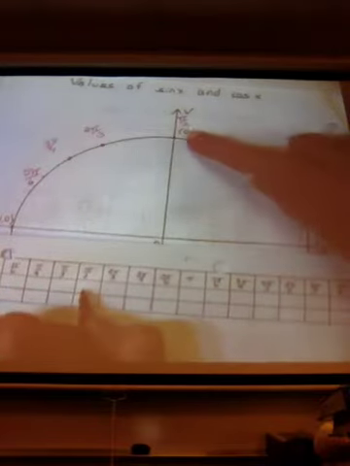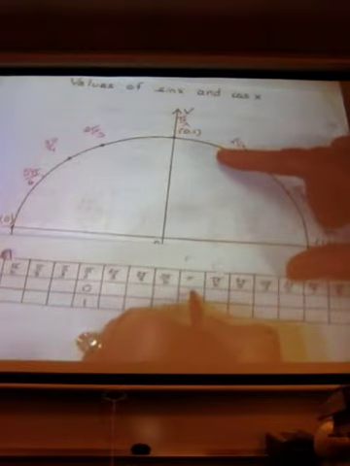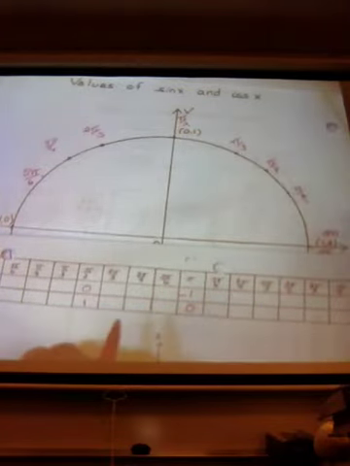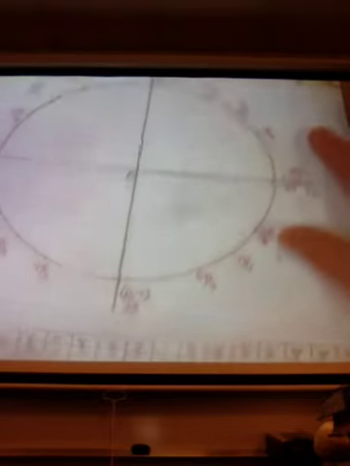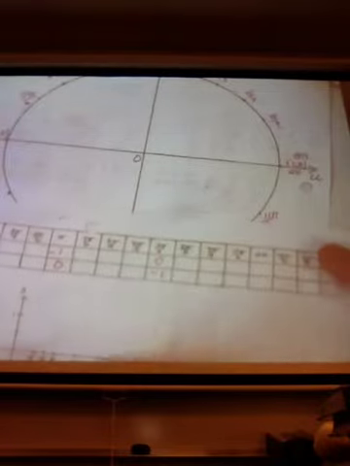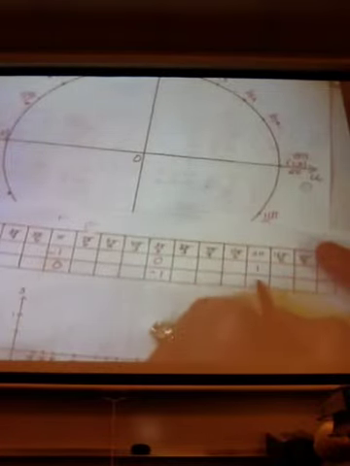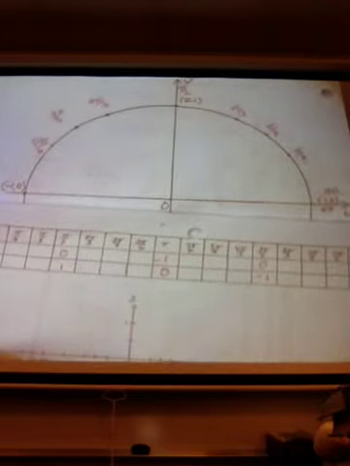Let's go to pi over 2. Are easy ones. This is 0 and 1. This would be -1 and 0 at pi. This will be at, what would this be? At 0, -1. And at 2 pi, you're back home again, 1, 0. Now, what happens here?